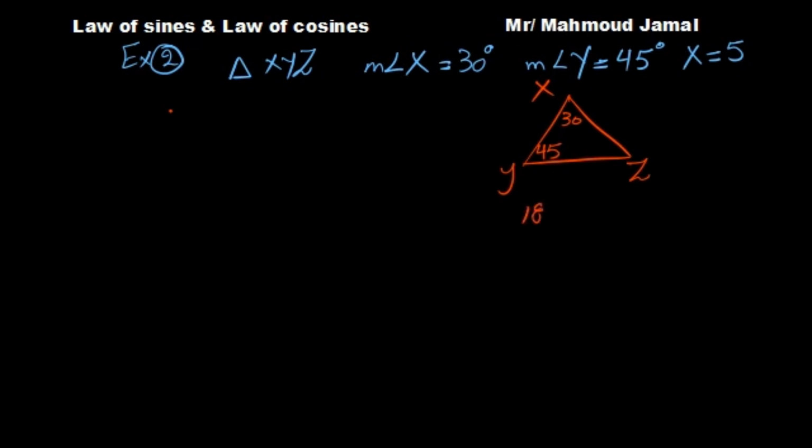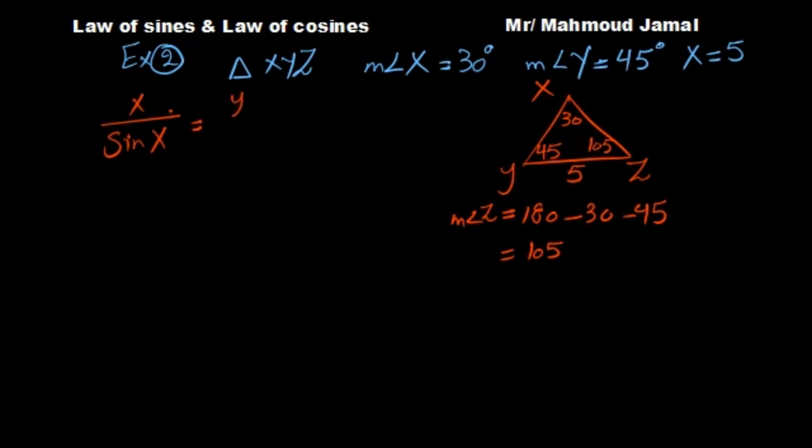Just 180. This is measure angle Z. It equals 180 minus 30 minus 45, which equals 105. This one is 105. And we know that the side opposite to X is 5. I can use the rule as x over sine angle X equals y over sine angle Y equals z over sine angle Z.